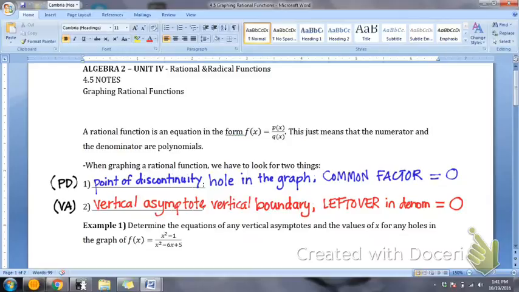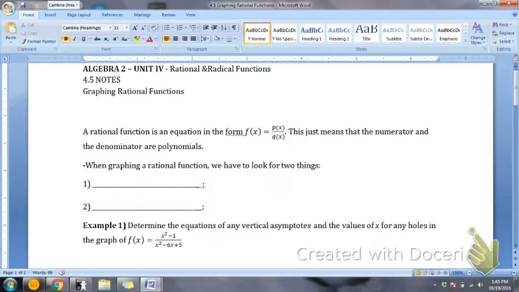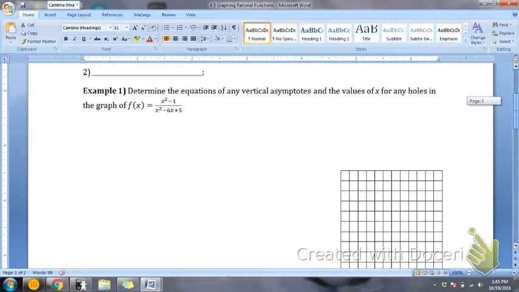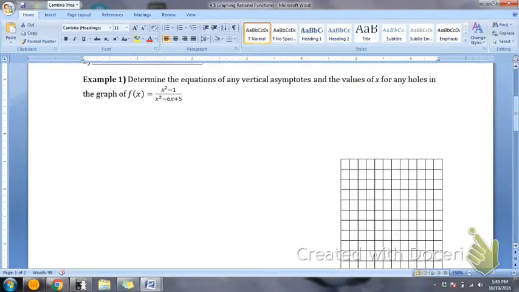It says, determine the equations of any vertical asymptotes and the values of x for any holes in the graph. That sounds kind of intimidating. It's not. Step number 1. What do you think step number 1 might be? Think about what we've been doing every single time we see a problem like this. Factor. Excellent. We are going to factor. So step number 1 is to factor the numerator and the denominator, just like we have been doing the whole time.